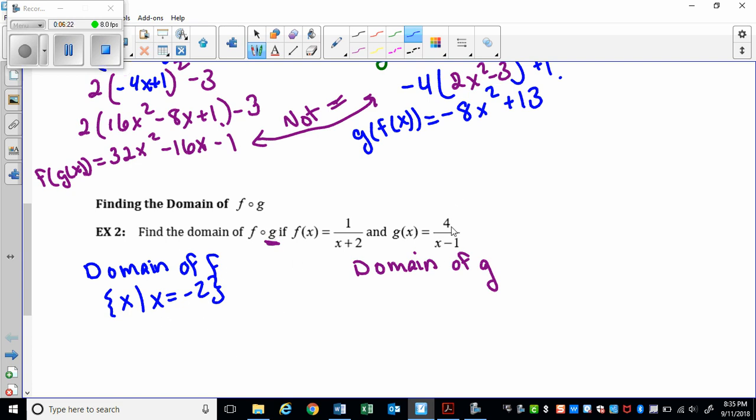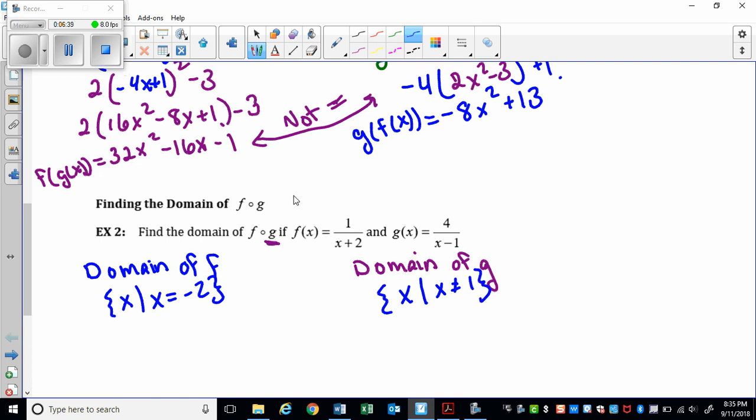So that's the domain of f. Now the domain of g is all real numbers, except for when x is equal to 1, right? Because 1 minus 1 is 0. So x cannot equal 1.